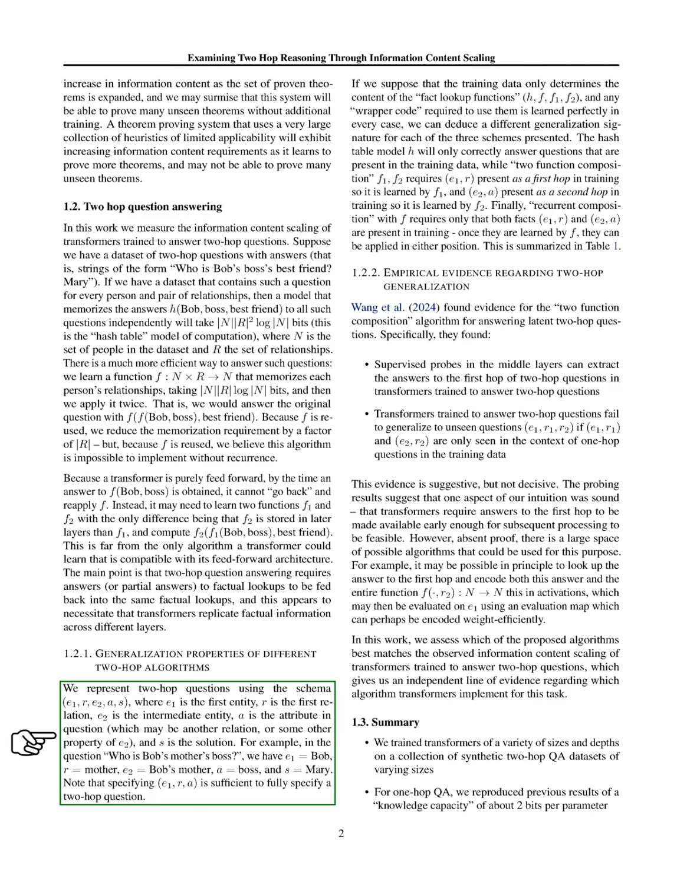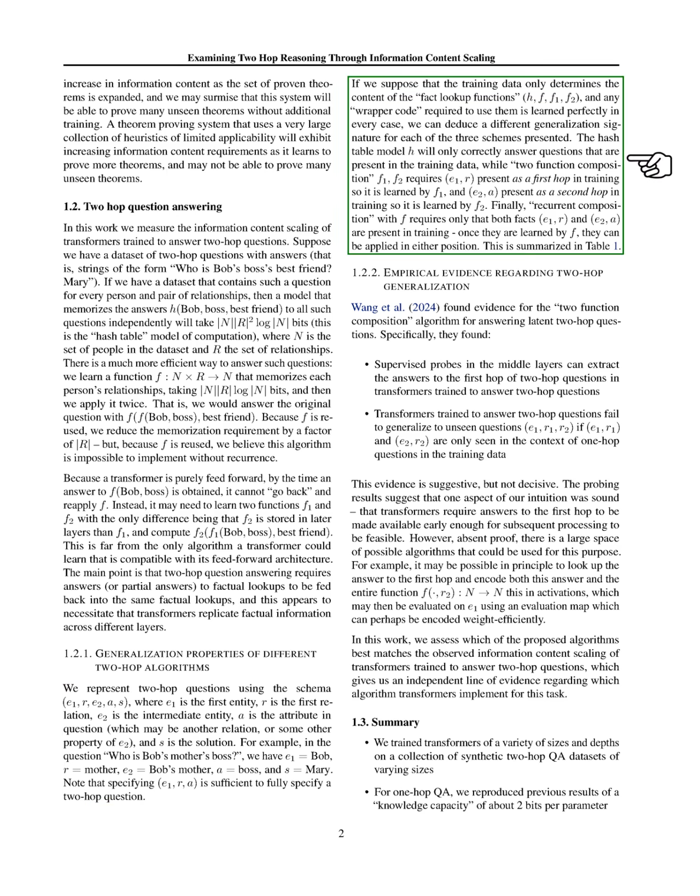We identify Bob as the first entity, mother as the first relation, Bob's mother as the intermediate entity, boss as the attribute, and Mary as the solution. We note that specifying the first entity, first relation, and attribute is enough to define a 2-hop question.